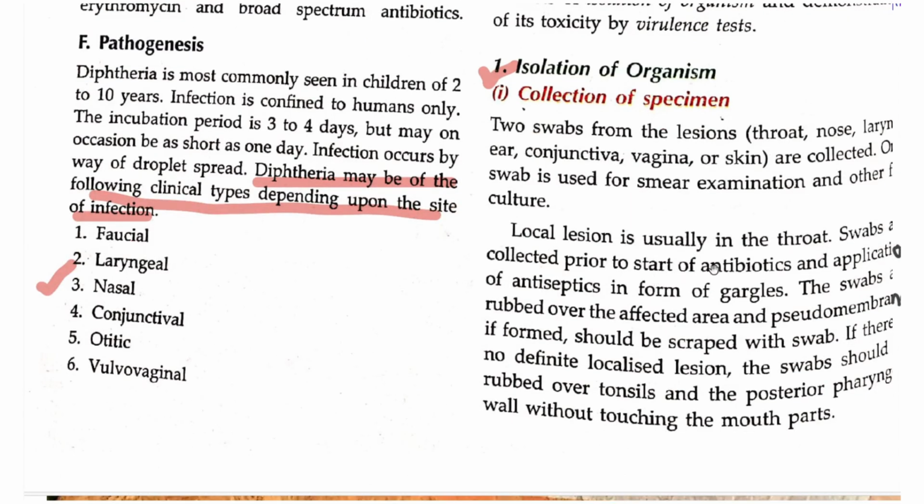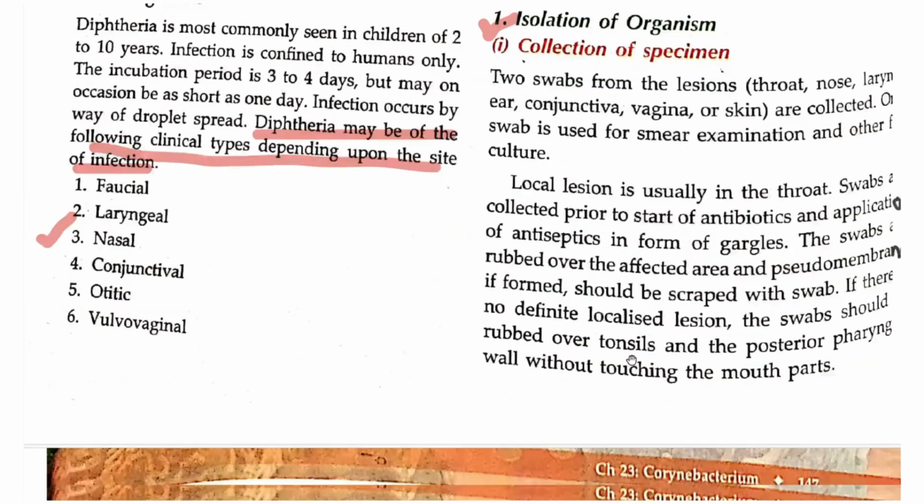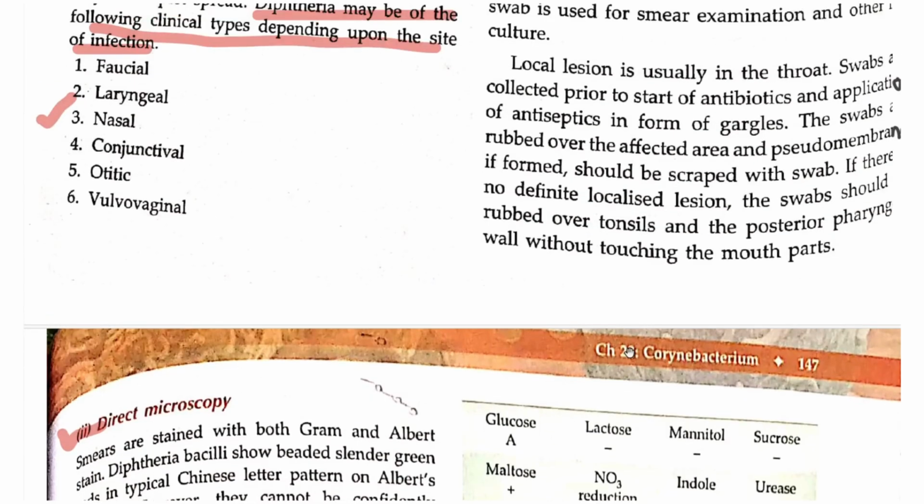Local lesion is usually in the throat. Swabs are collected prior to the start of antibiotics and application of antiseptics in the form of gargles. These swabs are then rubbed over the affected area and a pseudomembrane, if formed, should be scraped with the swab. If there is no definite localized lesion, these swabs should be rubbed over the tonsils and the posterior pharyngeal wall without touching the mouth part. So that is how you isolate and collect the specimen.